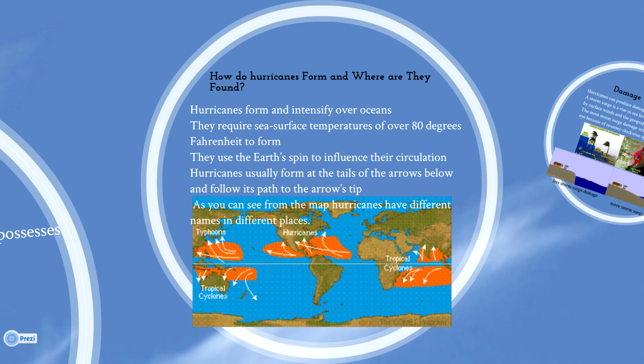Hurricanes are called different things in different places. In the northern Pacific, they're called typhoons. In the southern Pacific and the Indian Ocean, they are called tropical cyclones. In the Atlantic, they're called hurricanes.